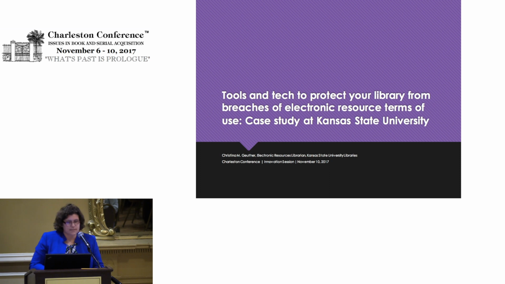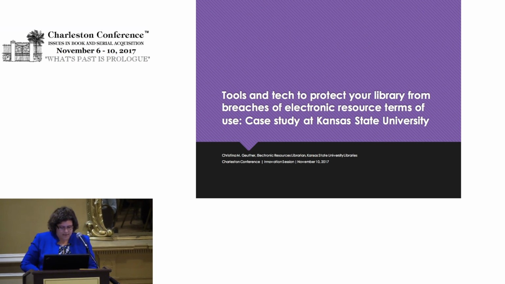Kansas State University is an R1 located in Manhattan, Olathe, and Salina, Kansas. In recent years, the Kansas State University Libraries became aware of an increase of activities putting its access to electronic resources in jeopardy. The terms of use agreed upon between the vendor and the library are confidential documents, but the user community and library staff needed to somehow become aware of permissions.